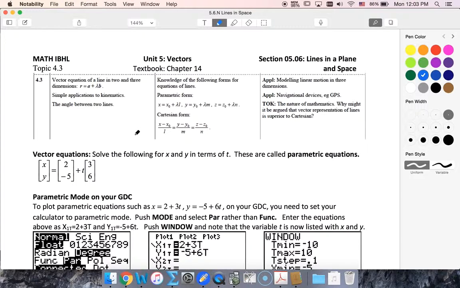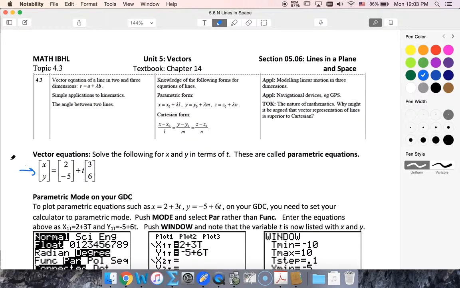In this set of videos, we're going to look at topic 4.3, which is vector equations of lines. Specifically, right now we're going to look in 2D, but we're going to look at all the forms: the vector equation, the parametric, and Cartesian. So we've seen vector equations already.